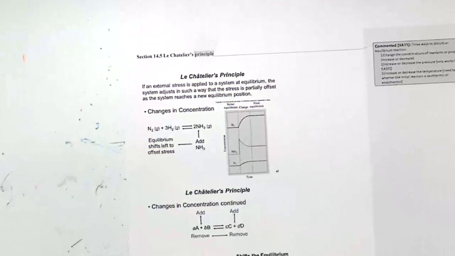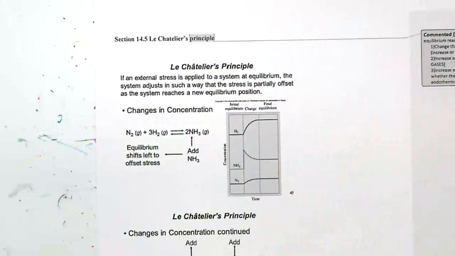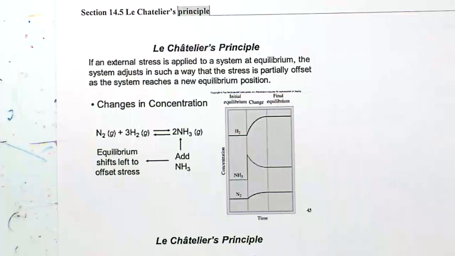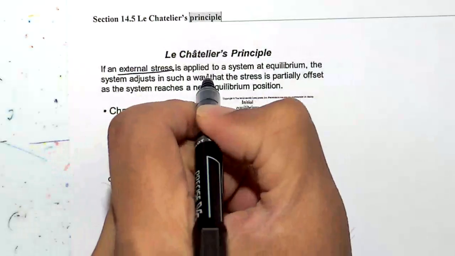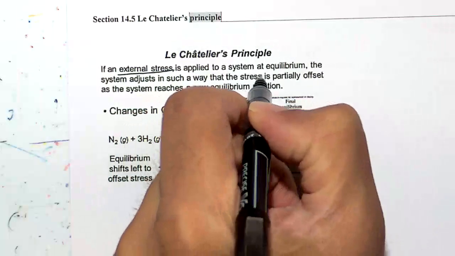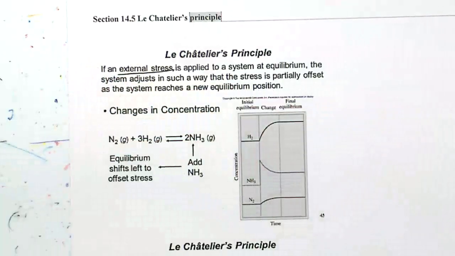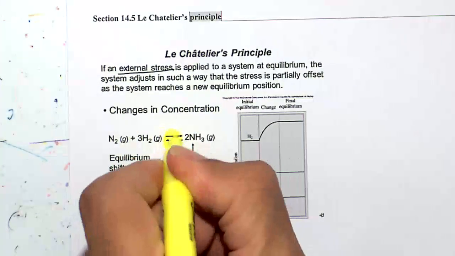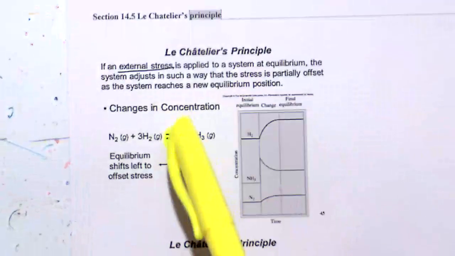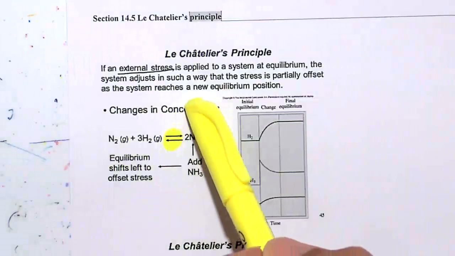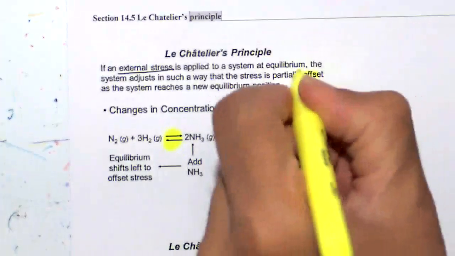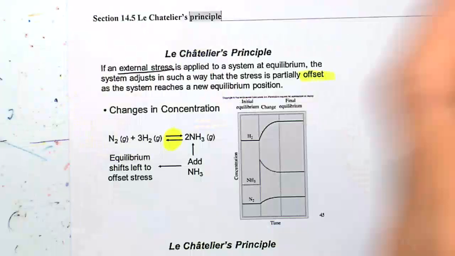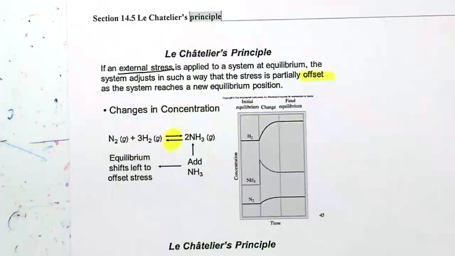The idea behind Le Chatelier's principle is, let me read it and then I'll explain it. If an external stress is applied to a system at equilibrium, the system adjusts in such a way that the stress is partially offset. Let's underline this word offset. As the system reaches a new equilibrium position.